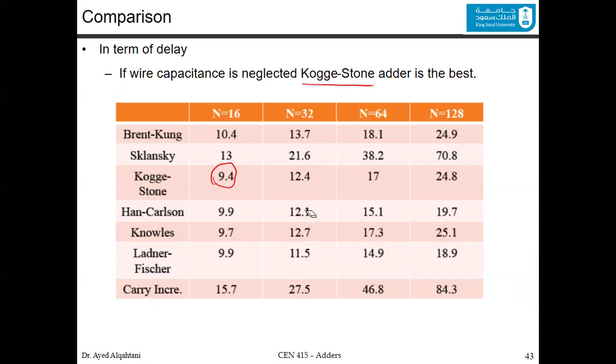No, it was actually 11.5. For this one, the minimum delay was 14.9. And for the 128, we found it to be 18.9. So basically, for this experiment, Ladner-Fischer was having the minimum delay.